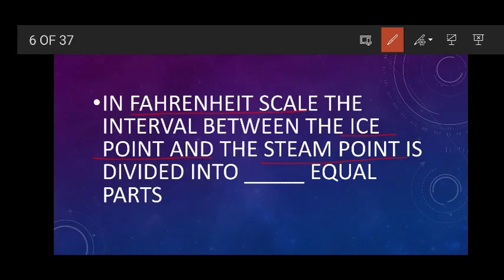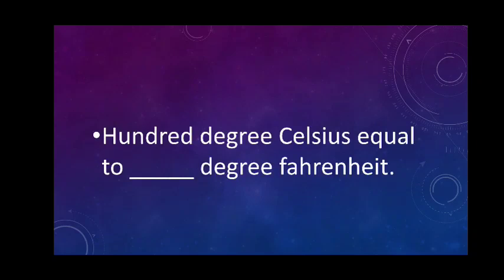But what about the Fahrenheit scale? Yes, very good, correct answer. The correct answer is 180. Yes, the interval between the ice point and the steam point is divided into 180 equal parts. Very good. Now the next question.